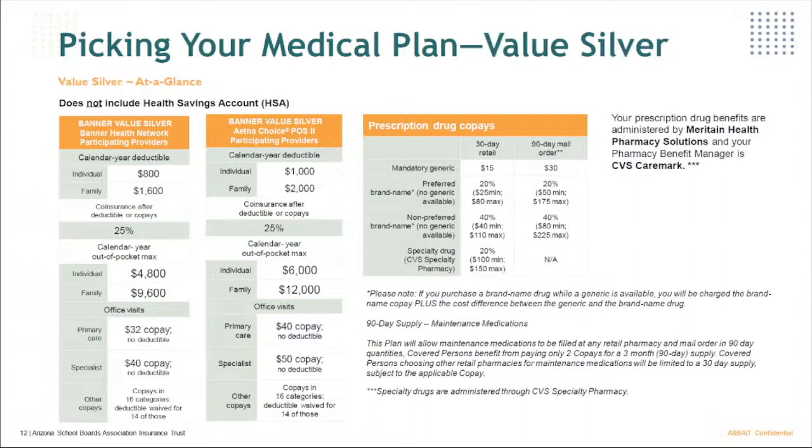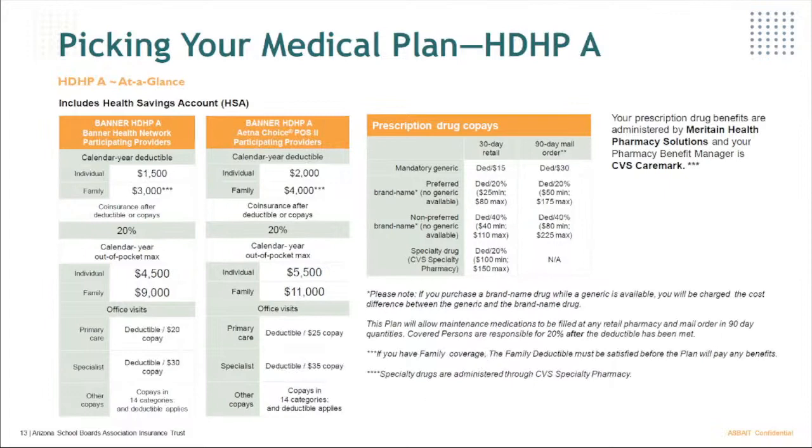Next plan is the Value Silver plan that Liberty offers. Same snapshot of what's happening for the member under deductibles and out-of-pocket maximums. And then lastly, the high deductible health plan.